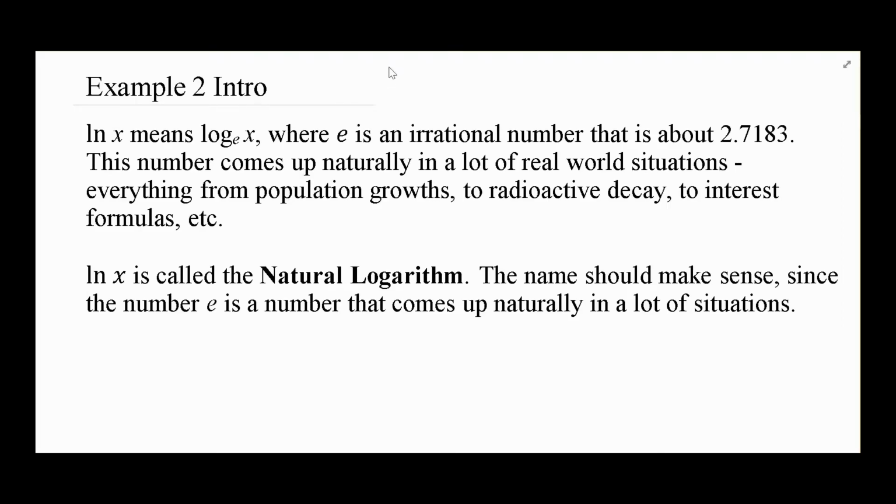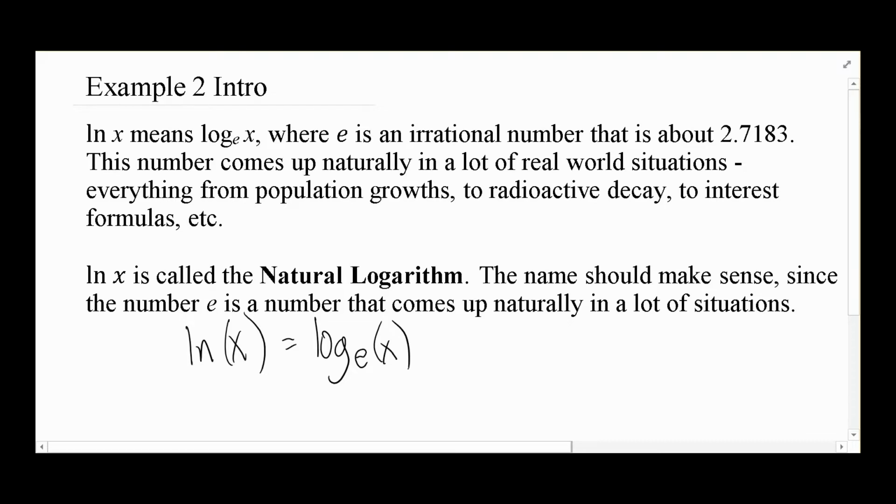Now the other button on your calculator that is a logarithm is the ln button. Notice this is ln. A lot of people misread this as in. That's not the case. It is a lowercase l and a lowercase n, and it is the natural log. Natural log of x means the same thing as log base e of x.